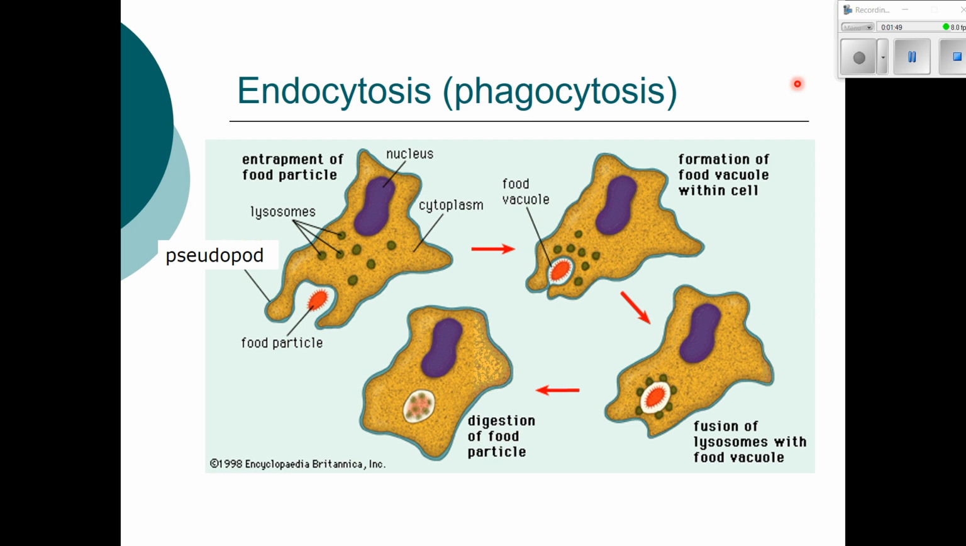So bulk flow, endocytosis, and exocytosis are when large quantities of materials are moved either in or out of the cell all at once. And so I'm going to start with the one that's the most intuitive, the easiest to understand. It's called phagocytosis, and it is a type of endocytosis.